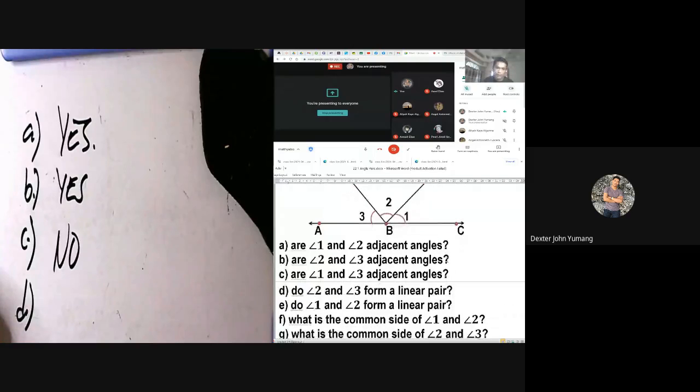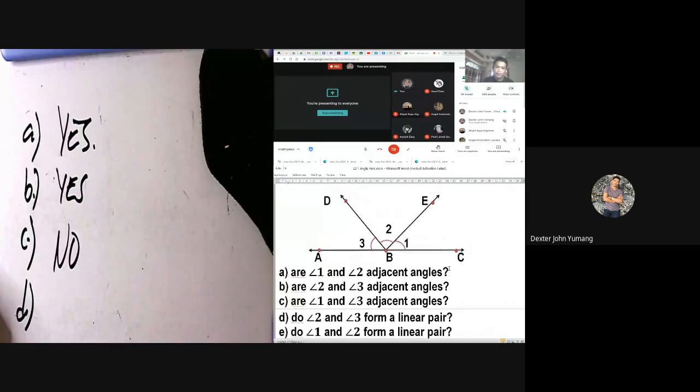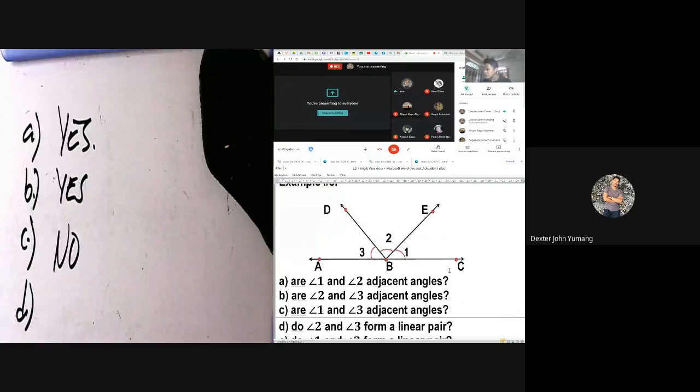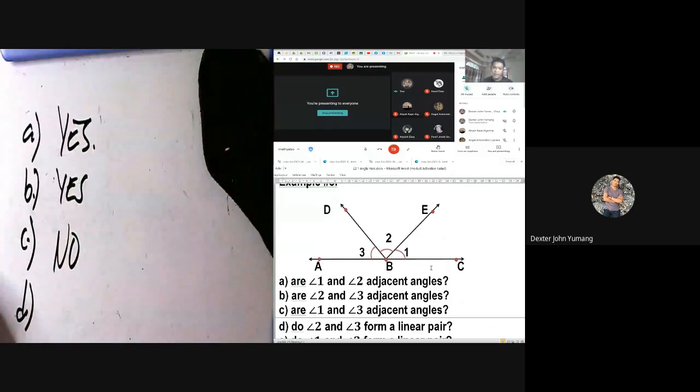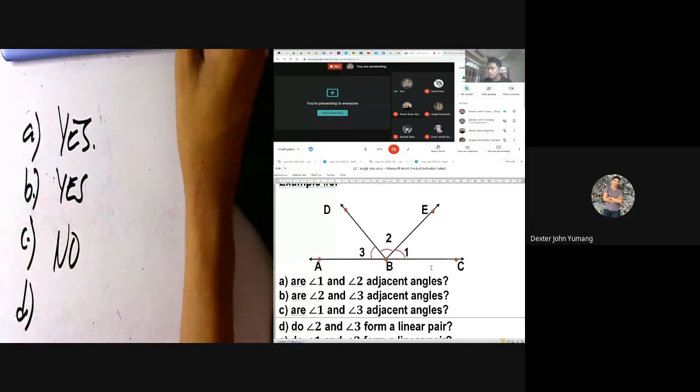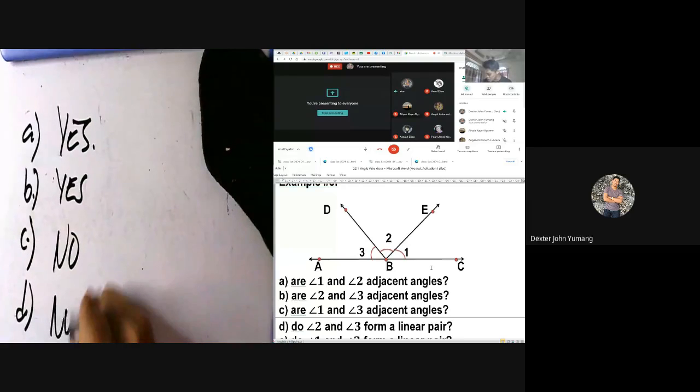Next, letter D. Angle 2 and angle 3 form a linear pair. When you say linear pair, nakakreate ba daw sila ng straight line? Tapos magkatabi. Okay? Tingnan nyo. Kung nakakreate ba ng straight line si angle 2 and angle 3? Yes or no? Nakakreate ba daw sila ng straight line? Angle 2 and 3. So the answer here is no for letter D.